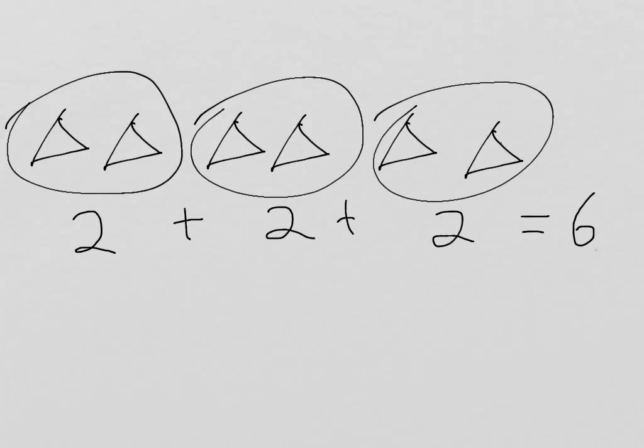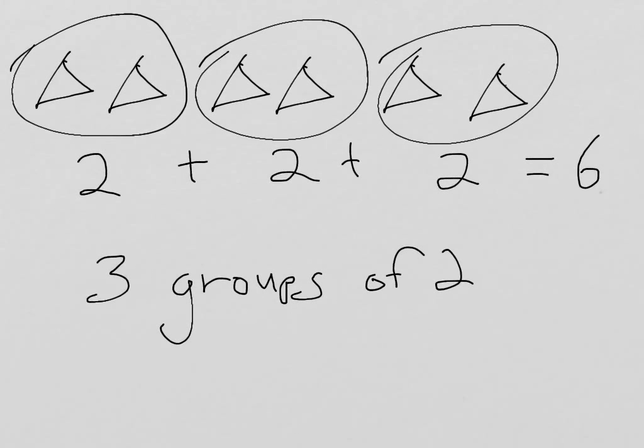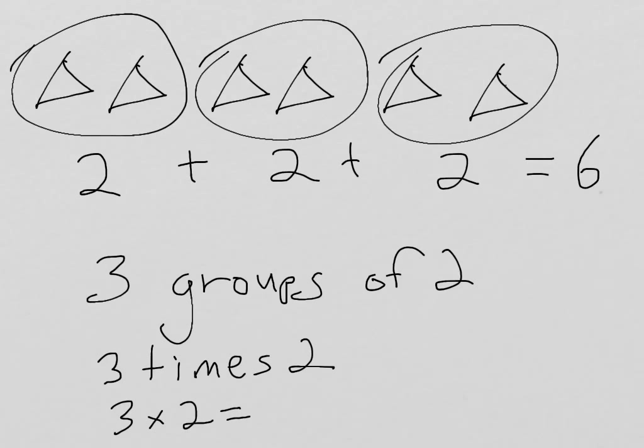Now, there's another way to think about this other than repeated addition. We have here three groups of two, and three groups of two is really saying that there is two three times. So we write that 3 times 2, or just simply use the multiplication symbol, 3 times 2. And these all mean the same thing. So we know that 2 plus 2 plus 2 equals 6. So that's 3 times 2, and it equals 6.